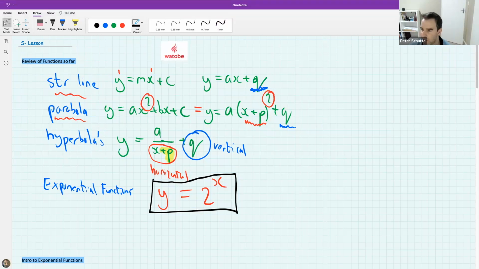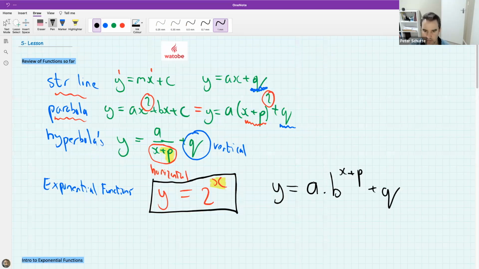Yep. So the x, or the input for the function, is the exponent. Yes. So it's called an exponential function. Yeah, that's it. Now, that is a nice, simple exponential function. If you want to spice it up, or you want to put it into standard form, then you can spice it up by doing this.